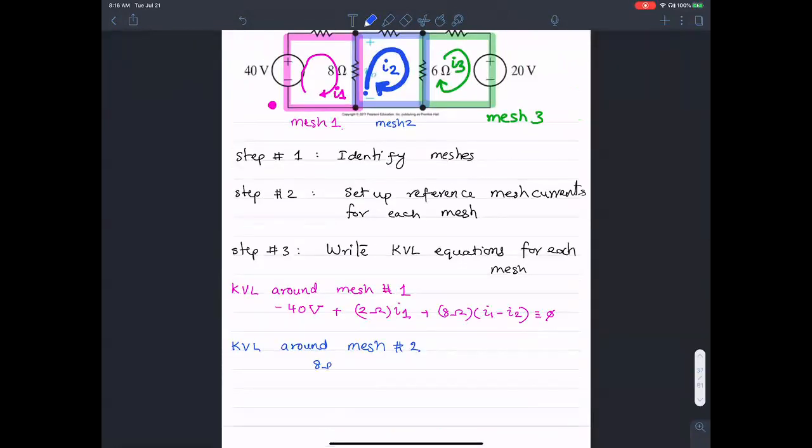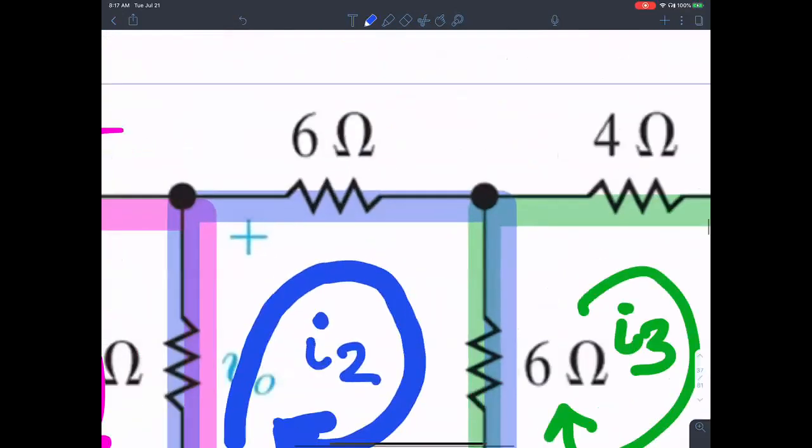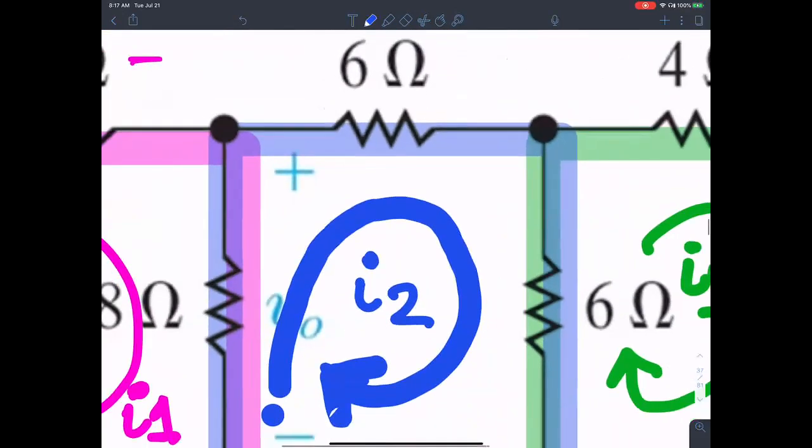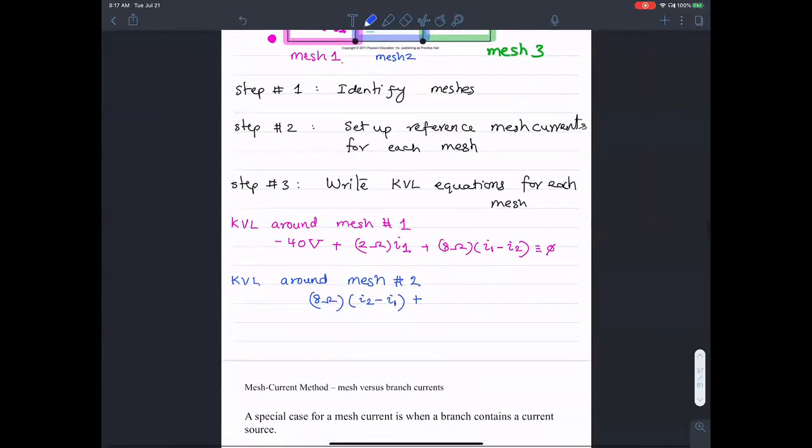8 ohm resistance into I2 minus I1, that's the total current flowing in the 8 ohm resistance, plus the second resistance that I see in the path is the 6 ohm resistance. So the 6 ohm resistance is carrying a current of I2 in the clockwise direction. Therefore, this is 6 ohms into I2, plus.